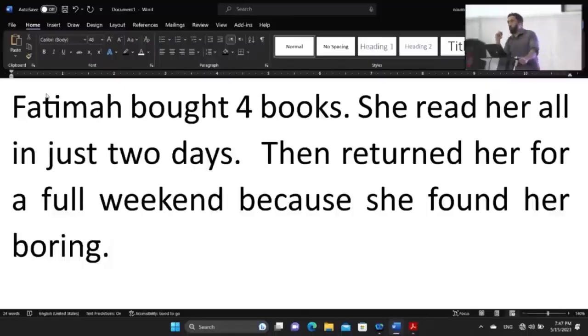Fatima bought 4 books, so far so good. She read her all. She read, replace the word her with something else. That makes sense. She read them all. She read them all in just 2 days. Then returned them for a full weekend because she found them boring. Every time I was supposed to use them, I was using what? If you have a broken plural, you should be using they, right?